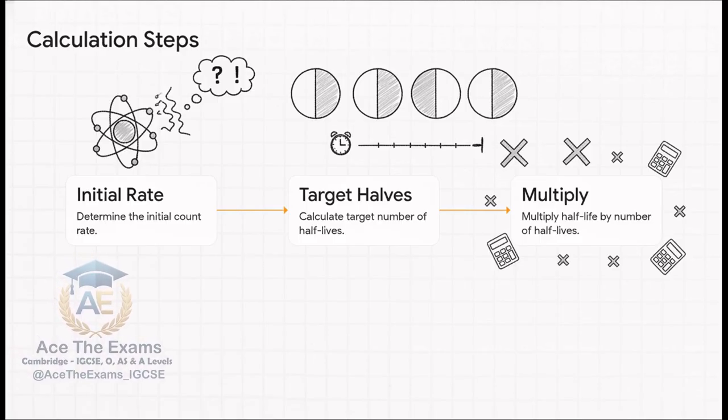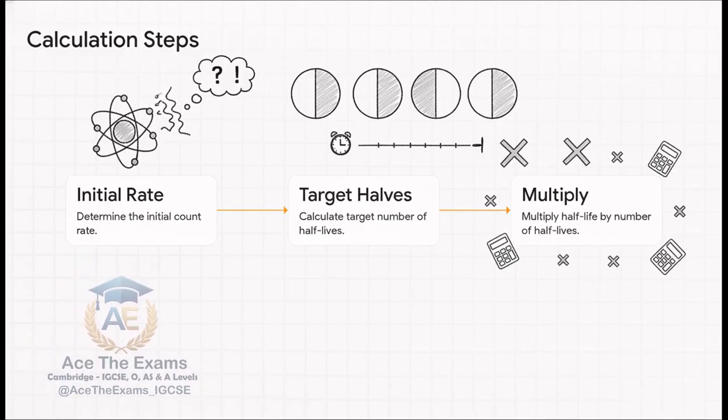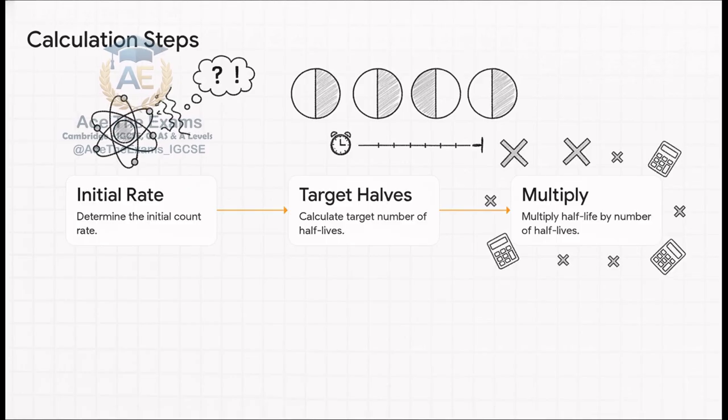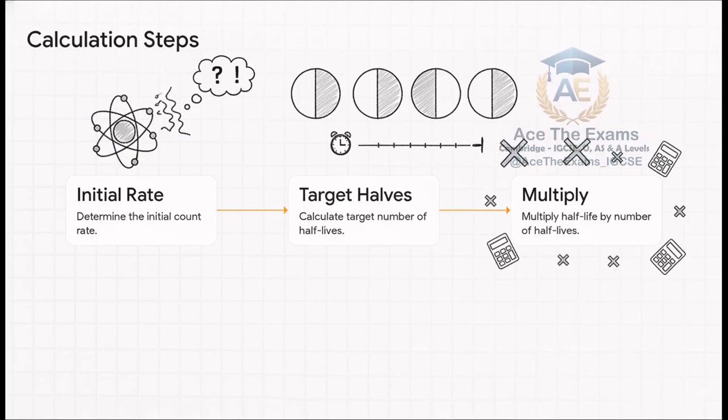To efficiently solve a calculation like the strontium-90 problem, just follow these sequential mathematical steps. Imagine a sample starts at 480 counts per second and drops to 30 counts per second. The half-life is given as 28 years. How long did it take?